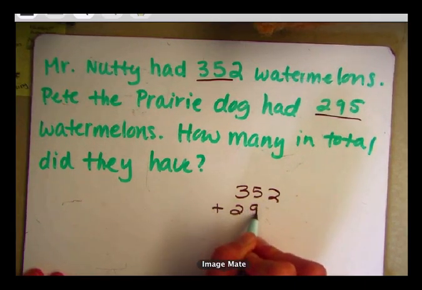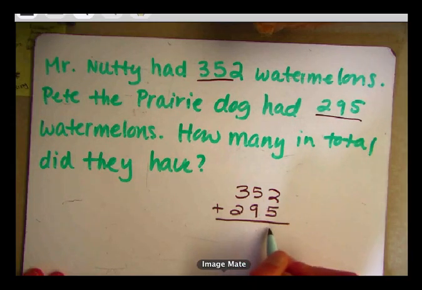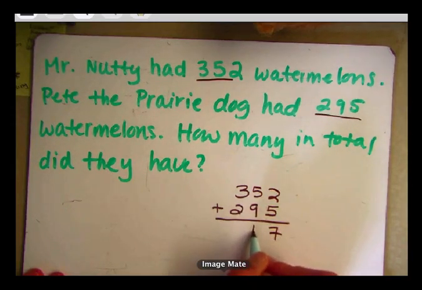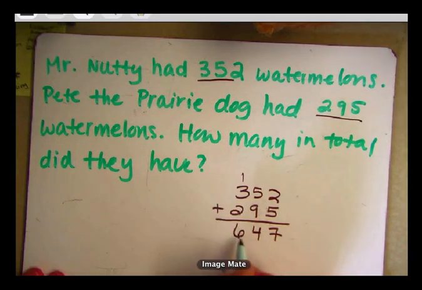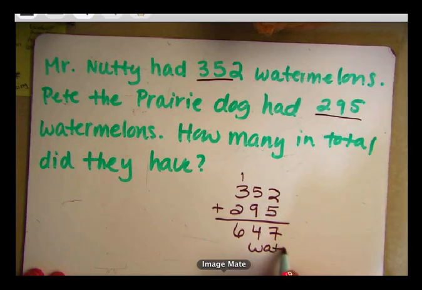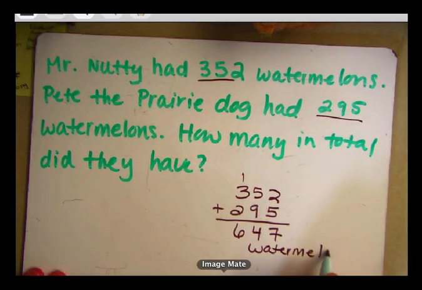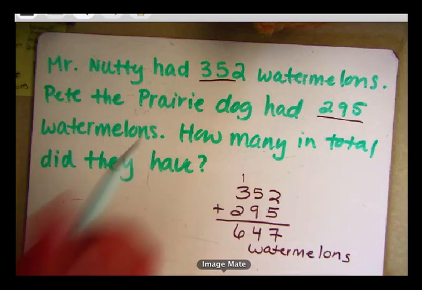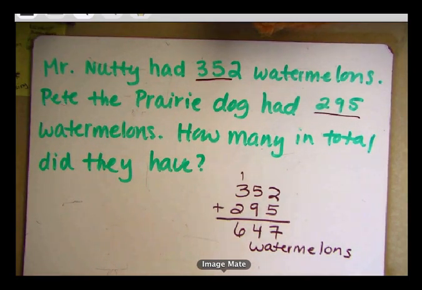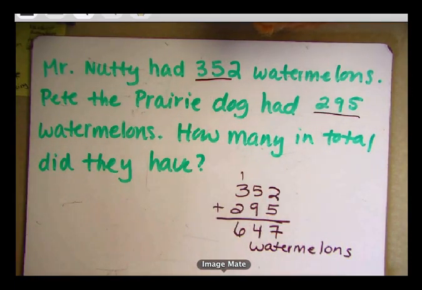And one of the important things to do too is to make sure that my answer makes sense. And I'm going to put a label on it too. So does my answer make sense? Mr. Nutty had 352 watermelons. Pete the prairie dog had 295 watermelons. How many in total did they have? To me, it makes sense that they have a larger number than they would each have individually.